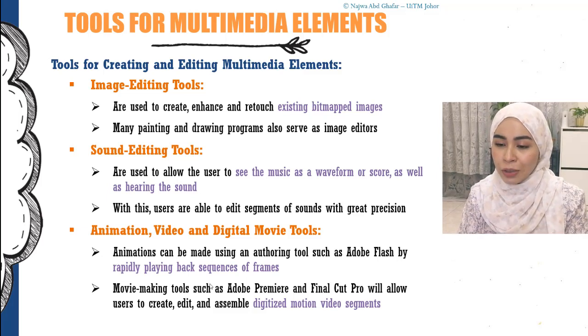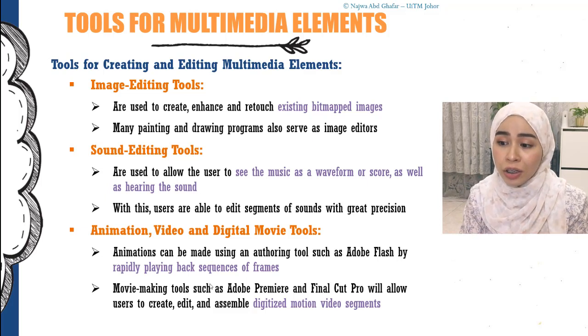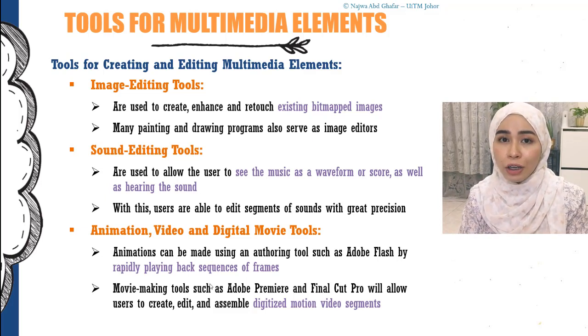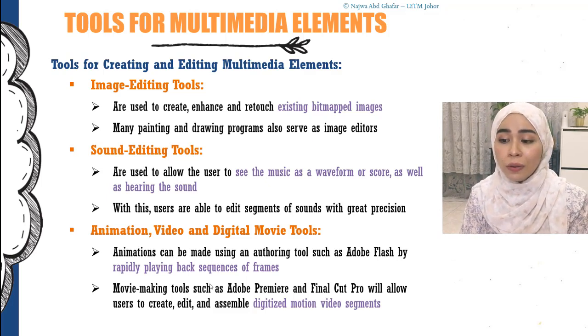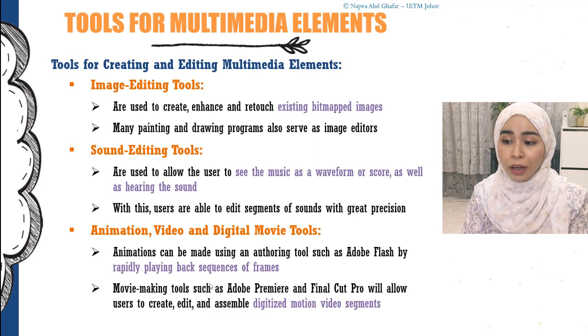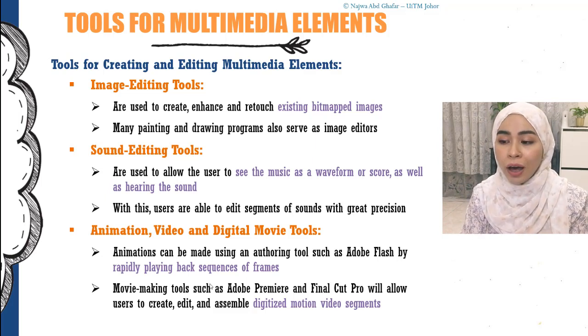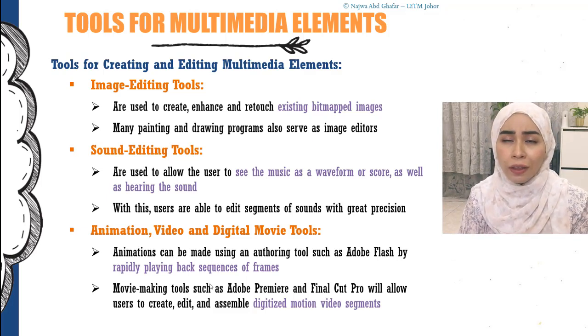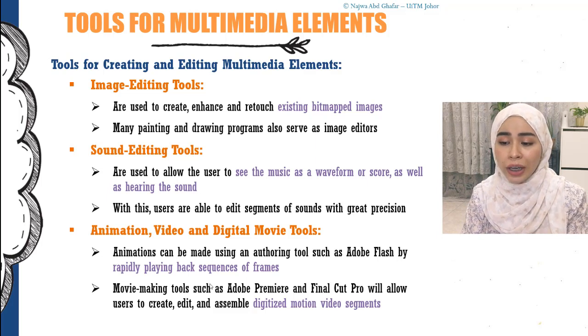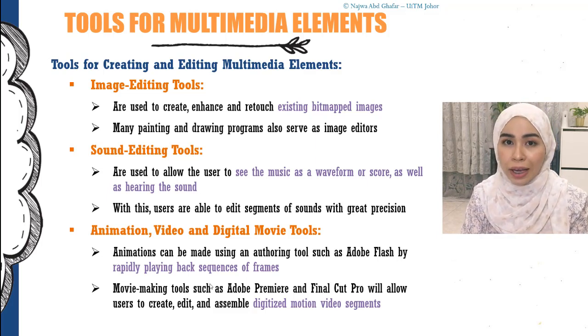Next we have animation, video, and digital movie tools. If you want to create an animation, the software you can use is Adobe Flash or Adobe Animate. You're dealing with frames and keyframes. You have different pictures, and when you play them very fast, you create your animation. When it comes to video, there are various software you can use as well. You have Adobe Premiere Pro, Final Cut Pro, and Filmora. There are many video editing software that can be used to create, edit, and assemble your video segments.